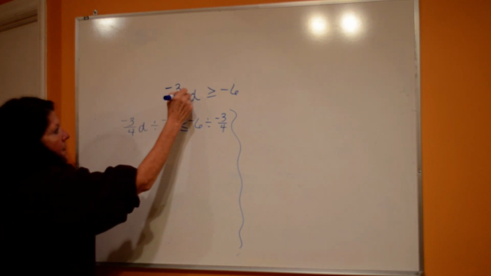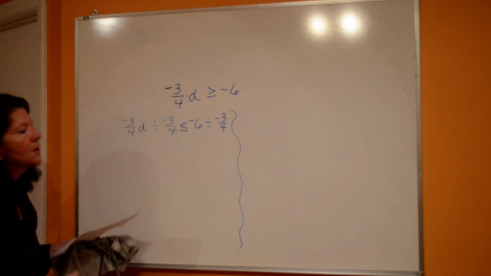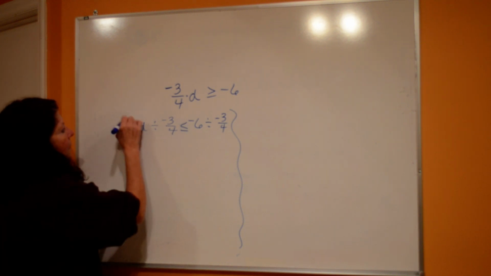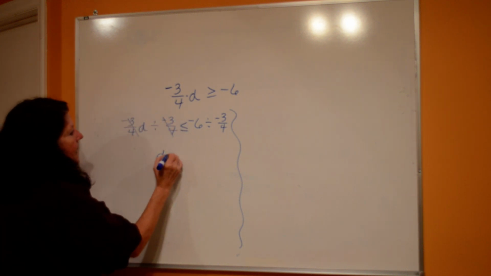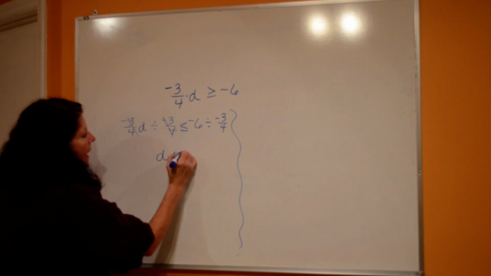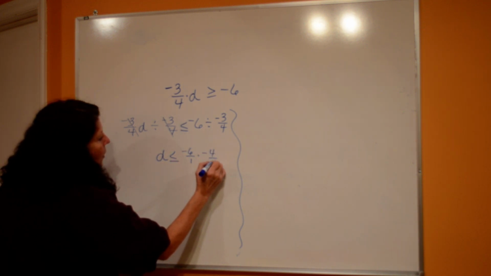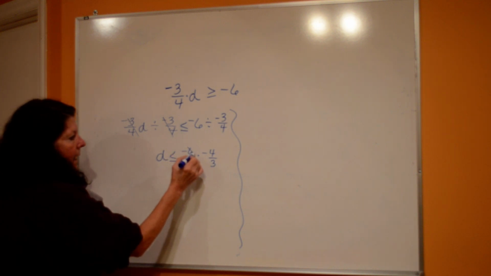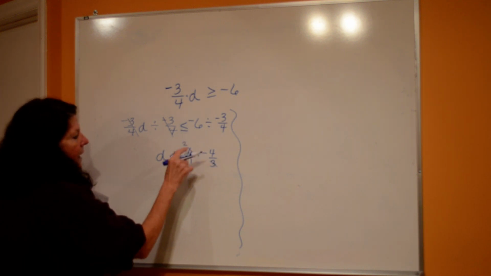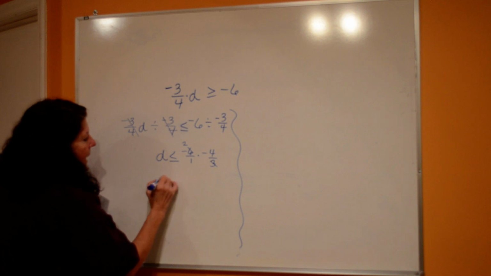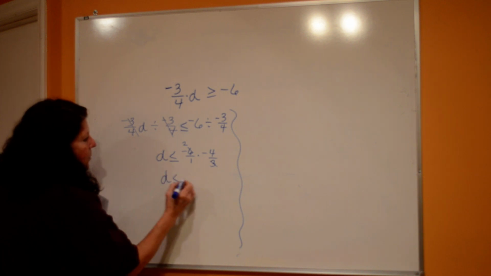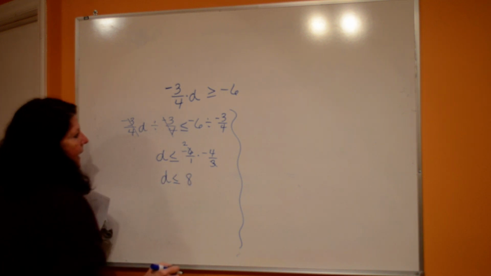If this is multiplied, the way to get rid of it is to divide it. So what I have left here is d. On this side, I have negative 6/1 times negative 4/3. Again, I can cross reduce, dividing both of them by 3. So I have d is less than or equal to positive 8.